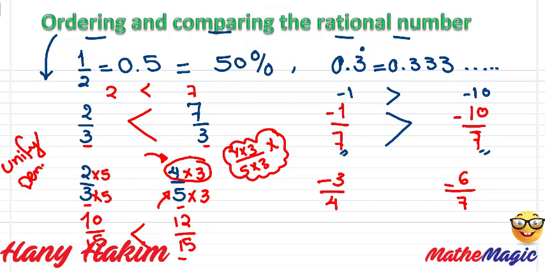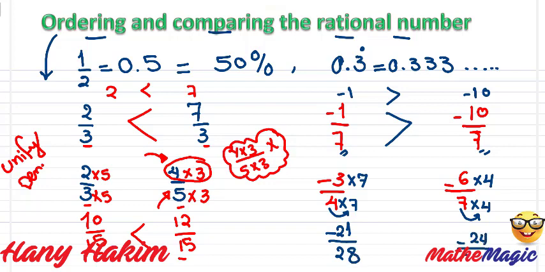After that I'll multiply 4 by 7, I'll multiply 7 by 4. I multiply 4 by the other denominator, I multiply 7 by the other denominator. After that, since I multiplied by a number in the denominator, you have to do the same for the top. Work out each part lonely. This will be negative 21 over 28. This will be negative 24 over 28.